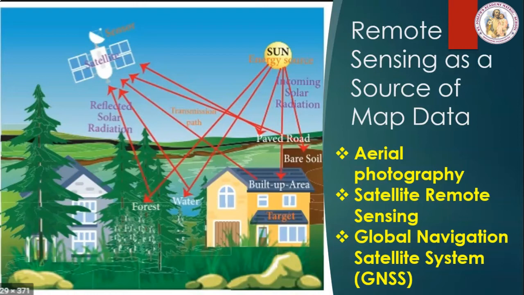Components of remote sensing: energy source, transmission path, target, sensor.